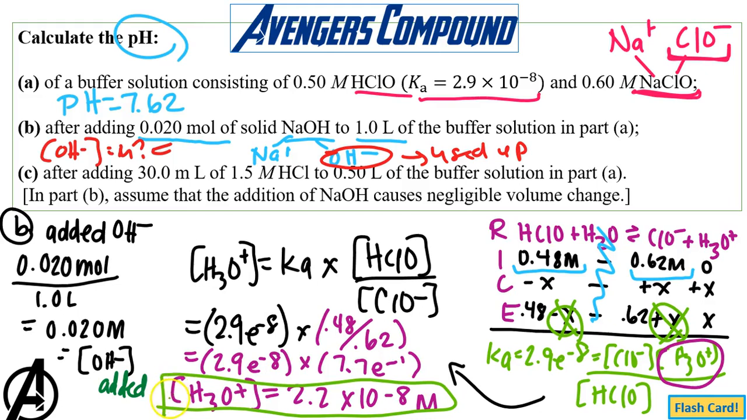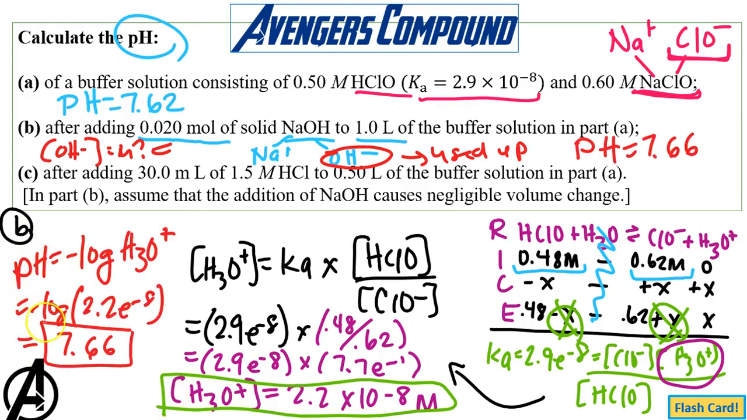The final thing to do is to get our pH. And what do we get? pH is equal to negative log of 2.2 times 10 to the negative 8. And therefore, our pH, after we added 0.020 molarity of NaOH, was 7.66. And so our original pH was 7.62. And after adding the strong base NaOH, it only increased to 7.66. That's still very, very slight, not even a full pH unit.